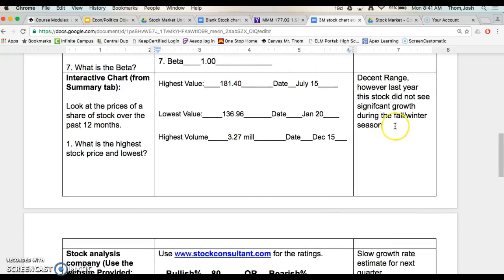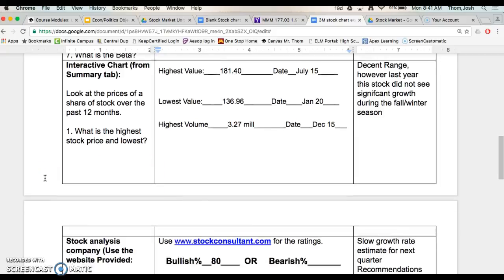Based on that information, how is this going to impact your choice? Well, it's got a fairly decent range. However, I looked at the stock chart at this time last year during the fall and winter seasons, and the stock chart showed me that there wasn't really any significant growth at that time, which leads me to believe that we possibly won't see much growth during this time either.